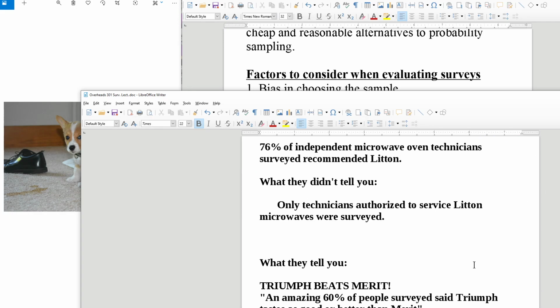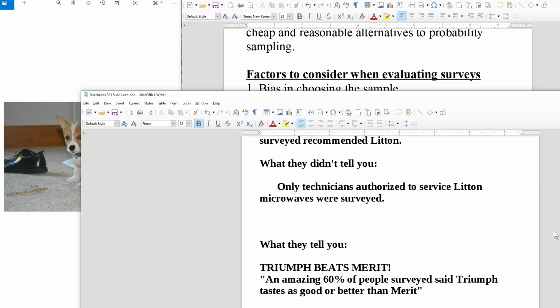All right, that's not too bad. This one is really bad, though. Let's look at this one. This is 2 cigarette brands. This was used in their advertising, and the headline on the advertising was Triumph beats Merit. Two different cigarette brands. Triumph beats Merit. An amazing 60% of people surveyed said Triumph tastes as good or better than Merit.